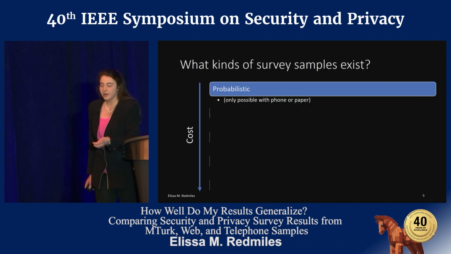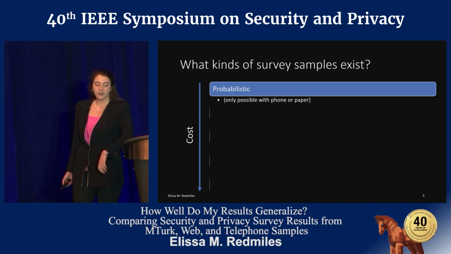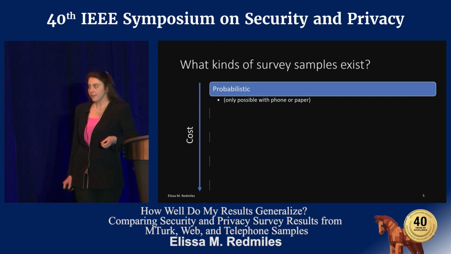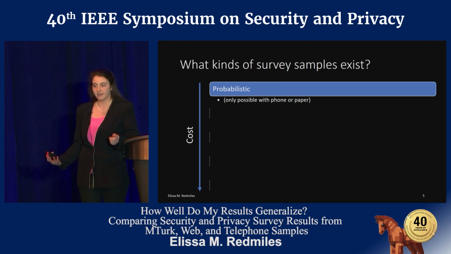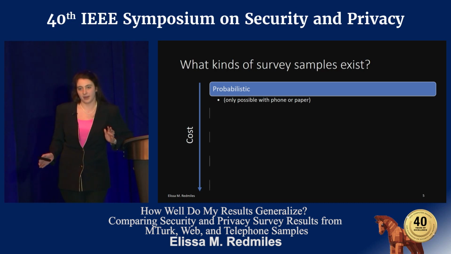OK, so what are the types of survey samples that are out there that we could possibly use? The most expensive and typically the gold standard survey sample is a probabilistic survey sample. These kinds of surveys are conducted only via telephone or on paper. The reason for that is that you need to have a sampling frame that gives you a one-to-one matching between people in a population, like say the US, and a telephone number or mailing address. So you need to have a non-zero chance of reaching anyone in the population.